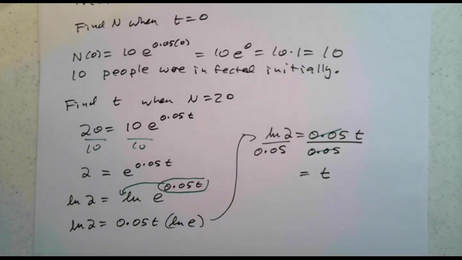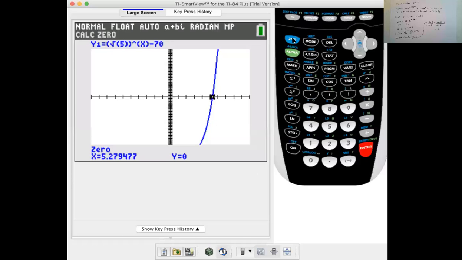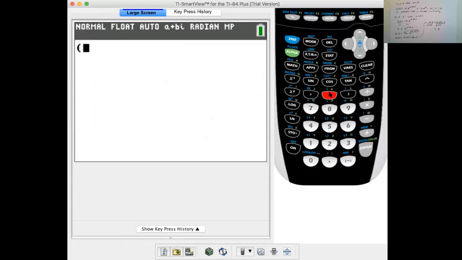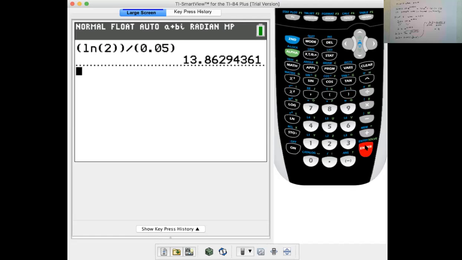What does that give us? Natural log 2 upstairs. I like to use parentheses just to make sure. Natural log 2 divided by 0.05. And what do we get? 13.86.